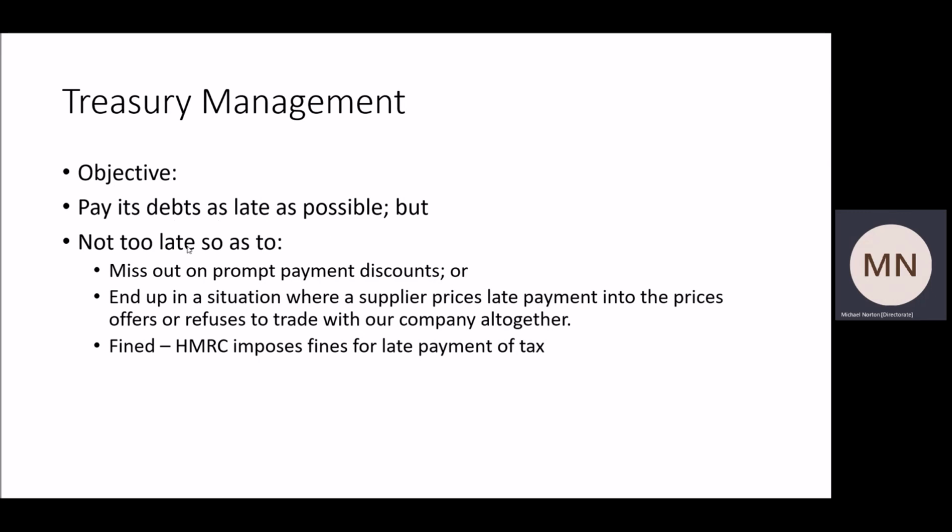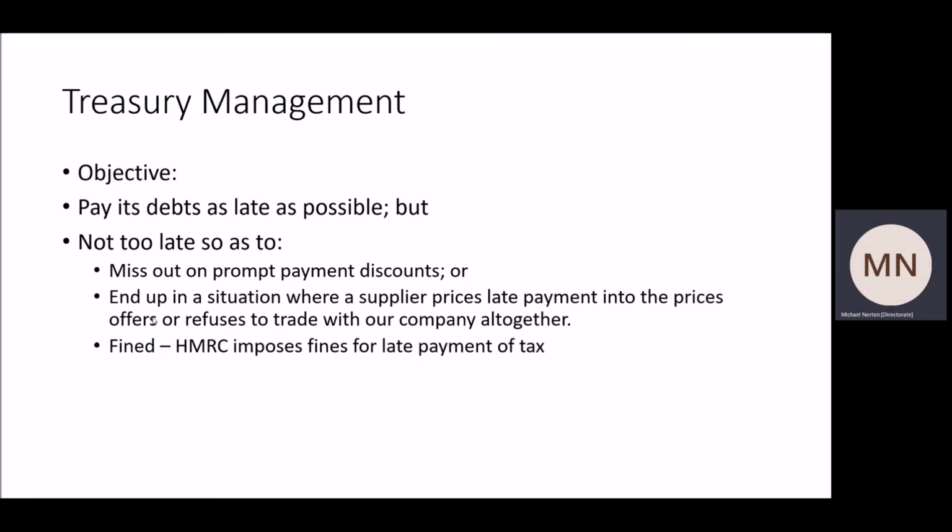So we don't pay immediately. That might be given as an option. Definitely, we don't do that. And we don't pay later than the credit terms. We don't do that either. So we're going to pay as late as possible, but not too late. We don't want to miss out on prompt payment discounts. We don't want to end up in a situation where the supplier suddenly goes, well, you never pay on time, so I'm going to price the cost of late payment into the prices I'm going to offer you. Or alternatively, they might just say, we're not going to trade with you altogether.